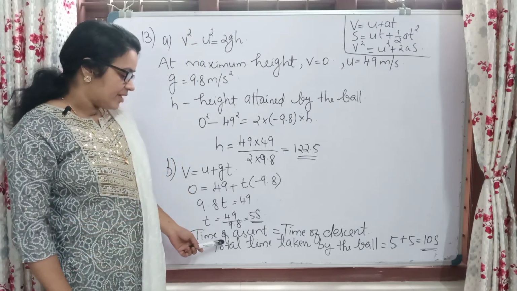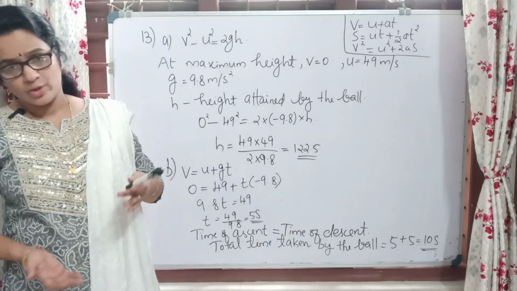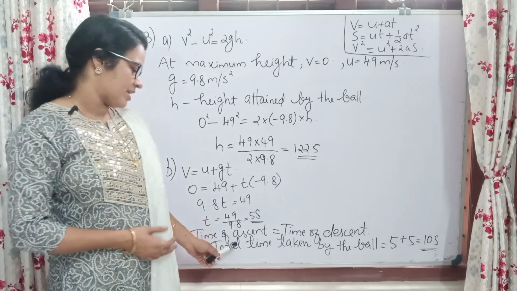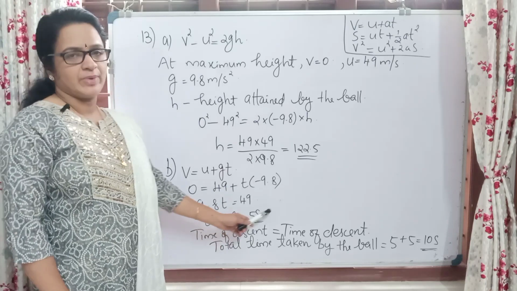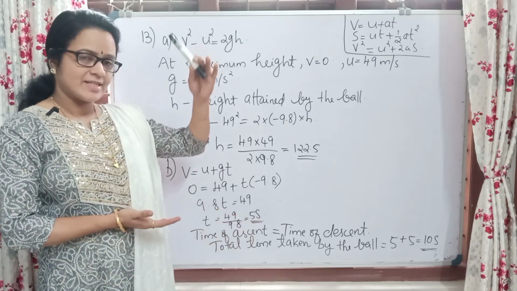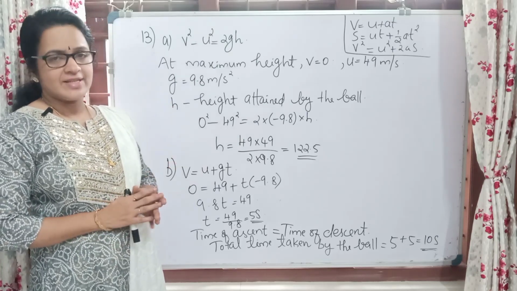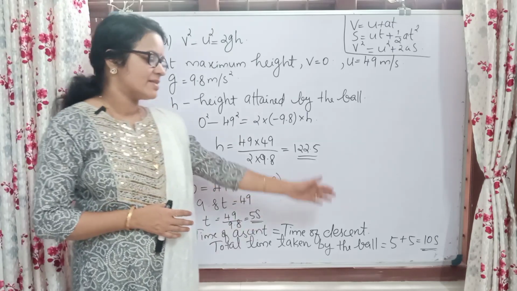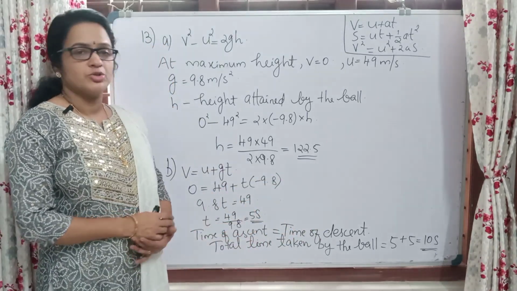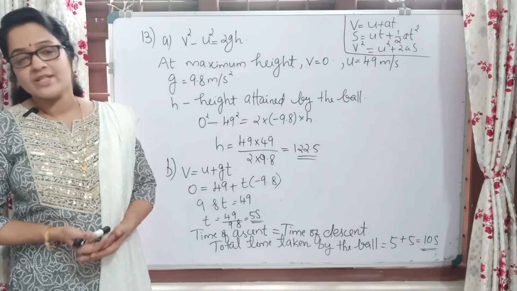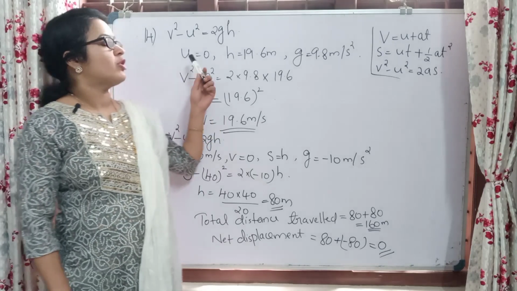So here when we calculate the total time taken by the ball to return to the ground, to the earth's surface, means here the total time of ascent is equal to time of descent. So how we can find the total time? 5 plus 5. Okay, so in one side it is taking 5 seconds, means in the opposite side for descent also it will be taking 5 seconds. So total time means 5 plus 5, that is equal to 10 seconds. So like that we can calculate the total time taken by the ball to return to the surface of the earth. Clear? Now we can move to the 14th question.